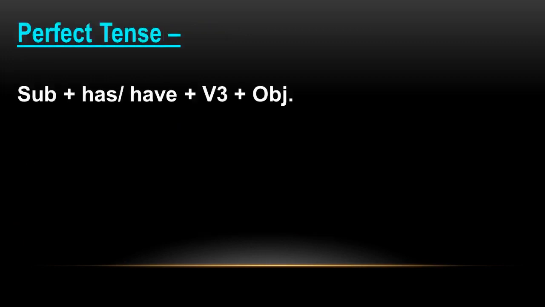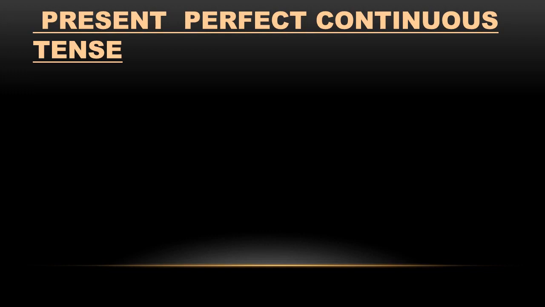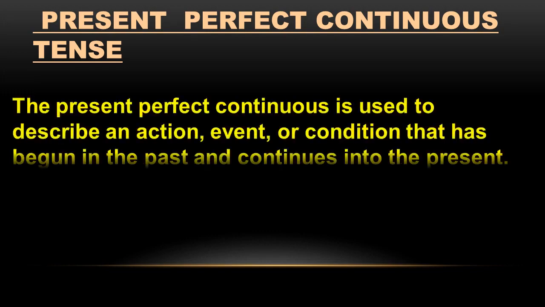Then we discussed perfect tense. Perfect tense structure was subject plus has/have plus third form of the verb plus object. Third form of the verb means past participle form of the verb. Again, the use of has and have: has is used with third person singular and have is used with first person, second person and third person plural. Now let's see the fourth subpart of present tense, that is present perfect continuous tense.